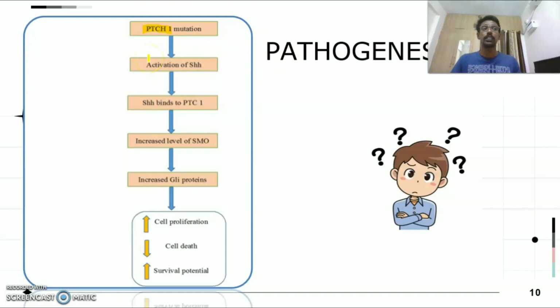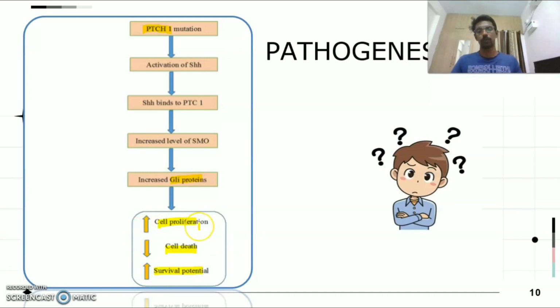So both sporadic and syndromic cases will have the PTCH1 mutation, but it is not in all the cases. So this gene will activate the SHH. This SHH will bind to the PTCH1. So again it will increase the level of SMO, the smoothened oncogene, which will increase the GLI protein. It is an oncogenic protein which increases cell proliferation and increases the survival potential.